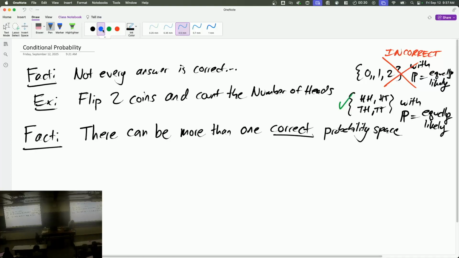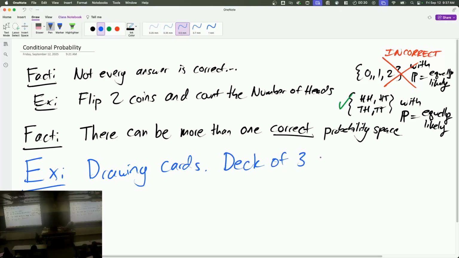And the example I'm going to show you is drawing cards. Here I have a deck of 3 cards. I brought my big fun cards today. We've got the ace, the king, and the queen. It's a deck of 3 cards, and I'm going to shuffle them and deal you 2 cards. So shuffle, shuffle, and I will deal out 2 cards. Let me put the 2 cards here, 1, 2. So you get a hand of 2.